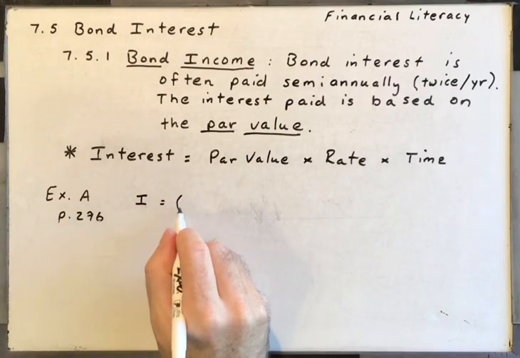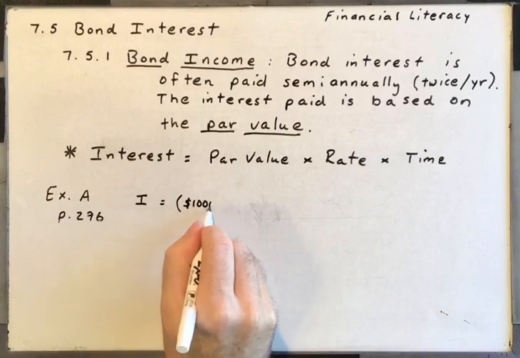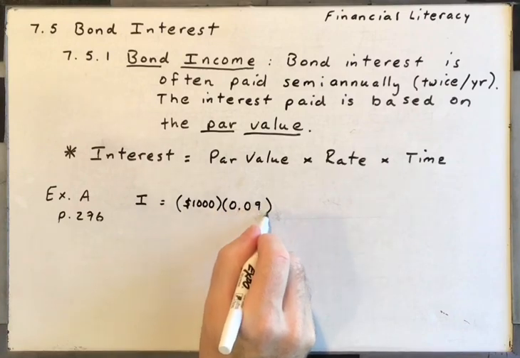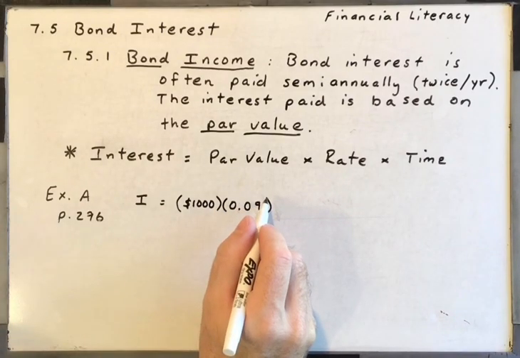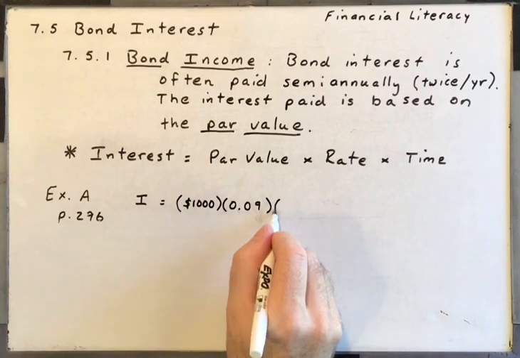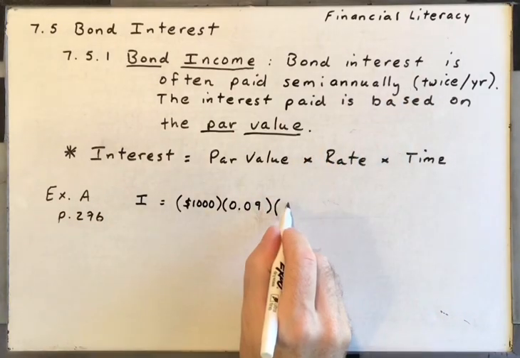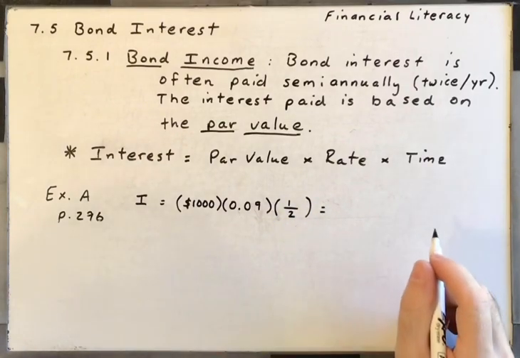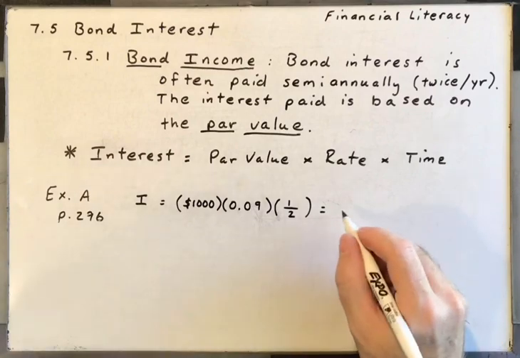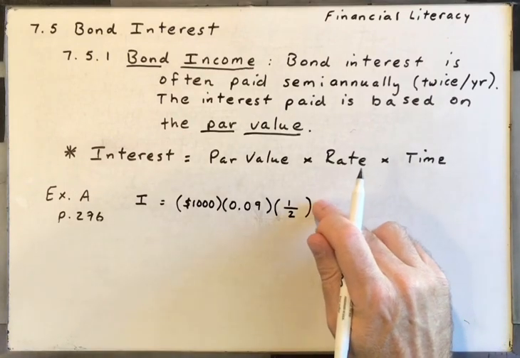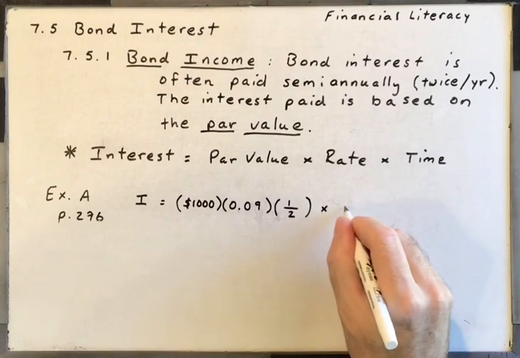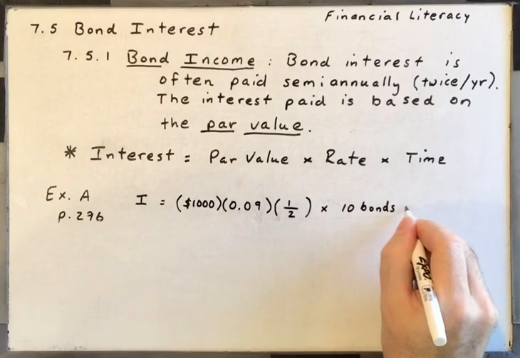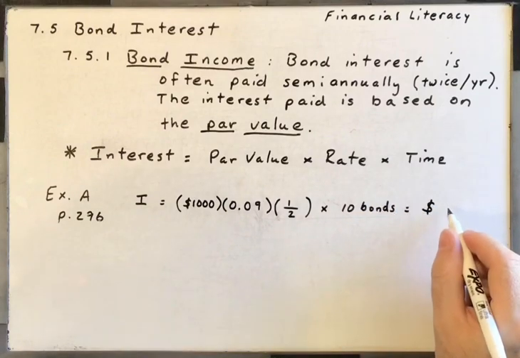So that would be $1,000 par value. The rate is 9%. And then it says semi-annual interest. So that's semi-annual is half a year. So times a half for the time. Right, and we have to then multiply that number by 10 bonds, because that's for one bond. So when you do that, you'll get $450.